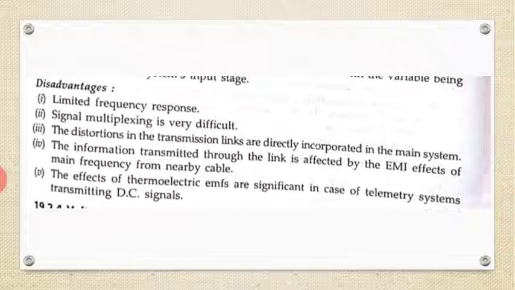These are the disadvantages: limited frequency response, and signal multiplexing is very difficult. You just have to go through them. The information transmitted through the link is affected by EMI, electromagnetic interference, from the mains frequency of nearby cables. The effects of thermoelectric EMFs are also significant in a telemetry system.